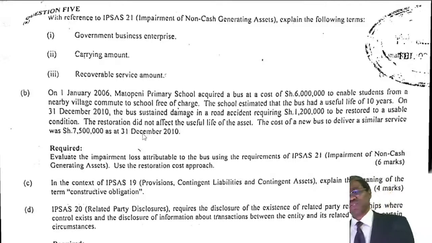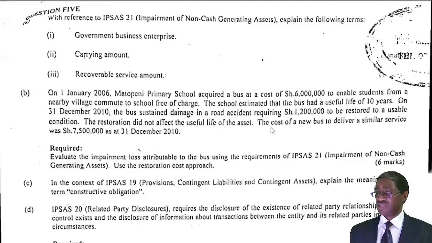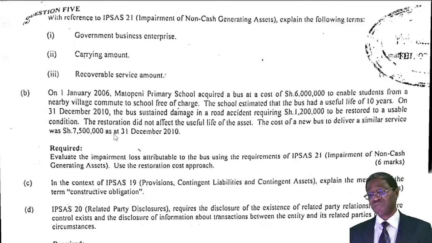The restoration did not affect the useful life of the asset. The cost of a new bus to deliver similar service was 7.5 million as at 31st December 2010. Required: evaluate the impairment loss attributable to the bus using the requirements of IPSAS 21, Impairment of Non-Cash-Generating Assets. Then the question says, use the restoration cost method.